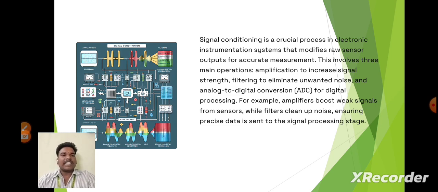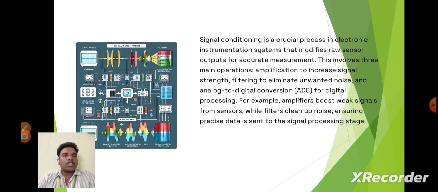And this involves three main operations. Amplification is a term which we frequently use in the studies, that will increase or decrease the signal strength and so on. And it also filters the unwanted noise, as in some of the earbuds or headbands which are coming from the electronic devices. We will be going to see those features.